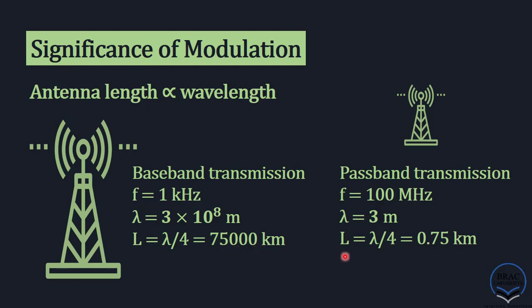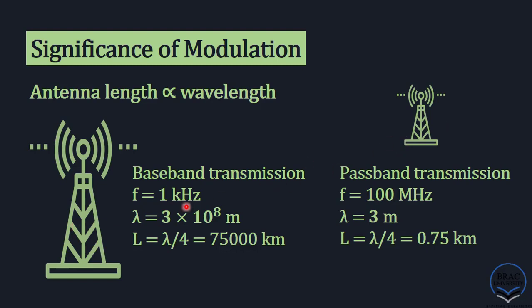But in the case of passband transmission, we are actually transferring this signal from a low frequency to a higher frequency range. Let's say we are modulating this low frequency signal with a signal of 100 megahertz. When the frequency is 100 megahertz, the corresponding wavelength is only 3 meters, and 3 meters means the antenna length will be just 0.75 meter. So with the help of the modulation process, we have substantially decreased the height of the antenna.